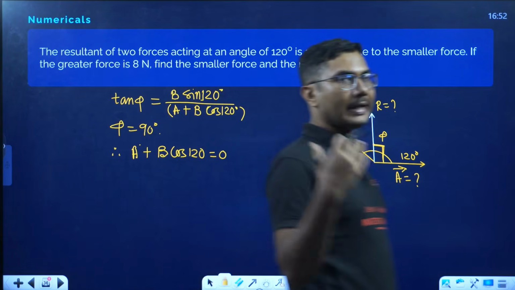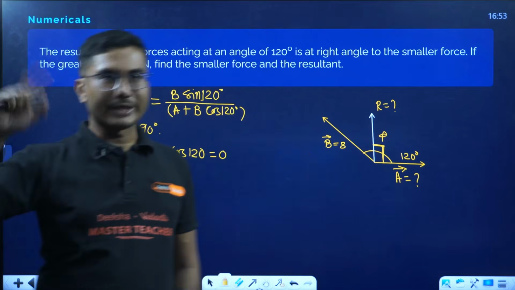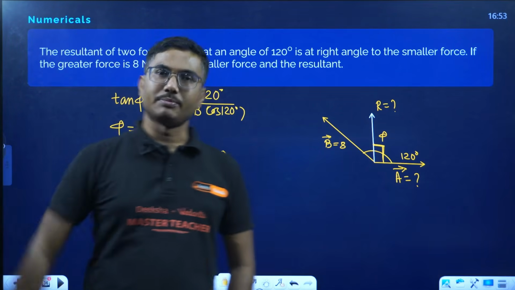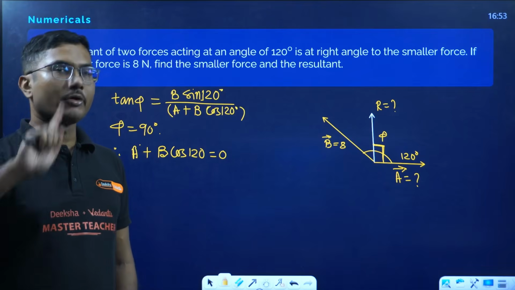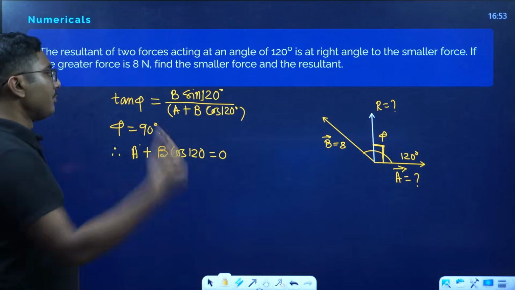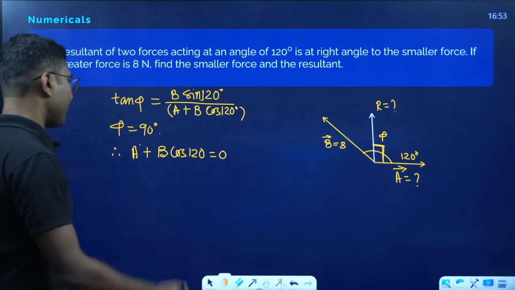So tan 90 is basically, if you are writing tan theta equals x by y and theta is 90 degrees, that means y must be 0. That is the one and only condition for tan 90. So the denominator must be 0. Now we will put the value of b, put the value of cos 120, and try to simplify it.